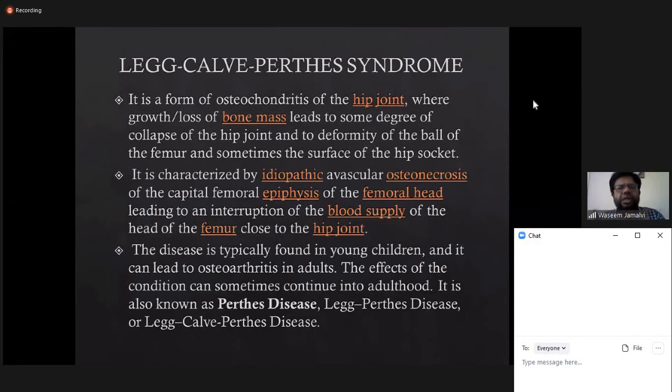Slipped capital femoral epiphysis. The one thing differentiating these two diseases is the pain. In case of Legg-Calvé-Perthes disease, the pain is very severe, radiating from the hip to the knee joint or the groin area as well. And the child may have an antalgic gait. This is the differentiating point. But in case of slipped capital femoral epiphysis, it is a painless condition.